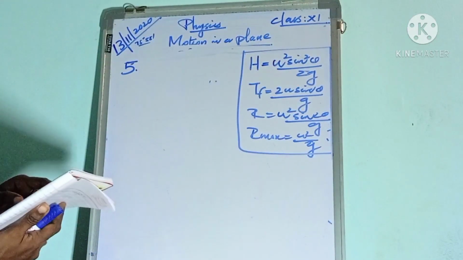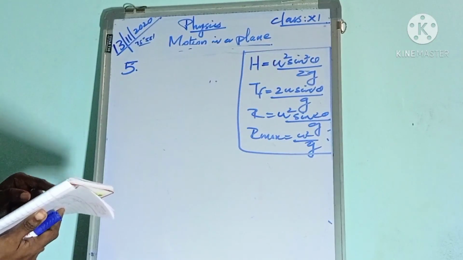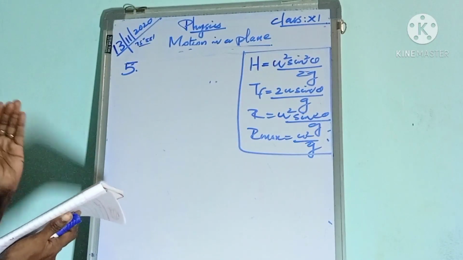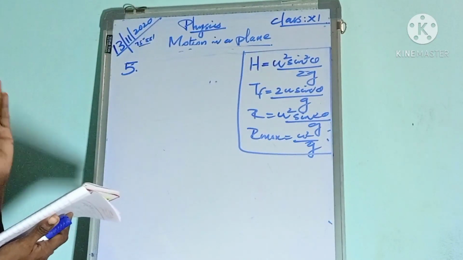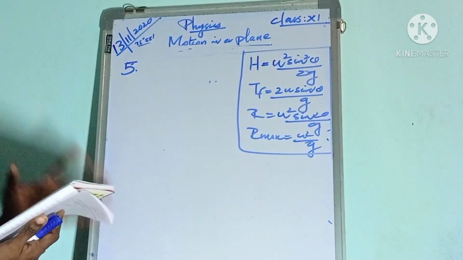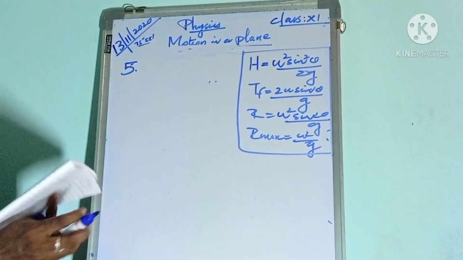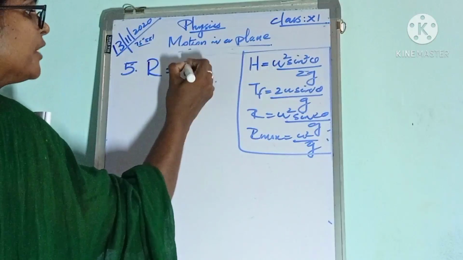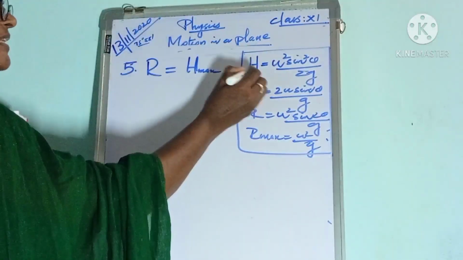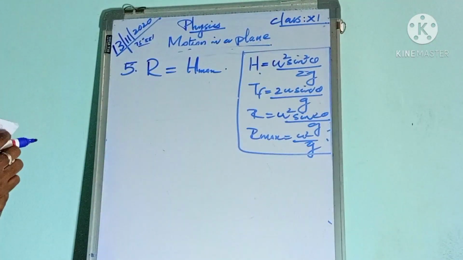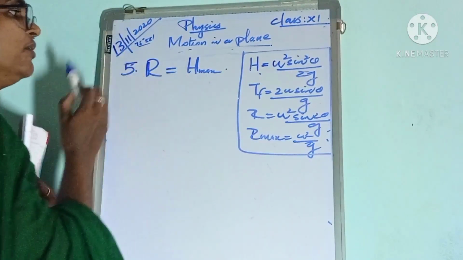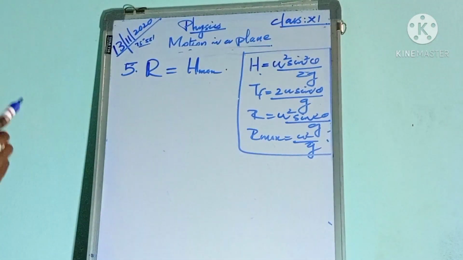The question is, find the angle of projection for which the horizontal range R and H are equal. Here we have to find the angle for which the horizontal range and the maximum height are equal. That means we can write horizontal range R equal to maximum height H. For which angle the horizontal range is equal to maximum height, that angle we have to find.